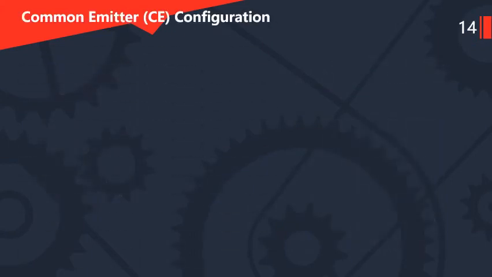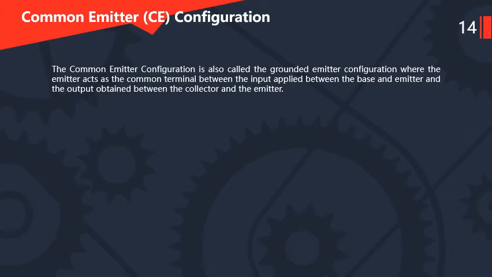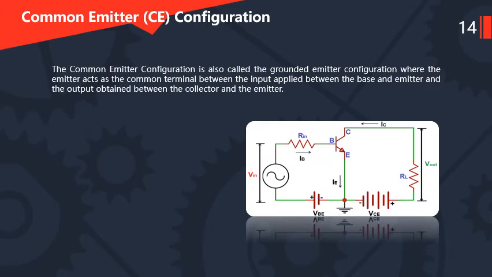Next is the common emitter configuration. The common emitter configuration is also called the grounded emitter configuration, where the emitter acts as the common terminal between the input applied between the base and emitter and the output obtained between the collector and the emitter. So this is the diagram for the common emitter circuit.